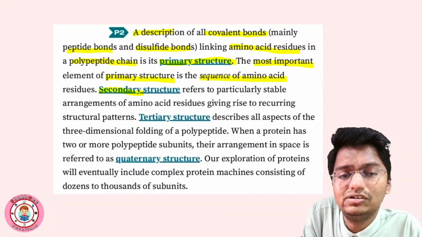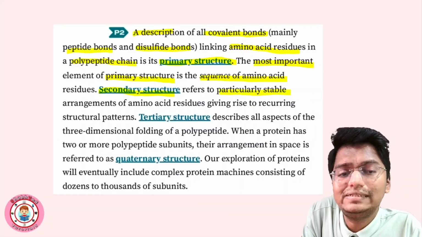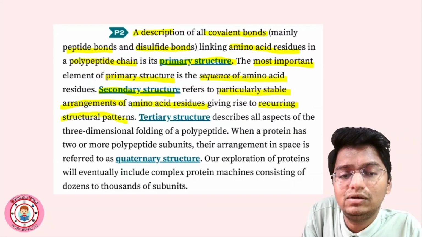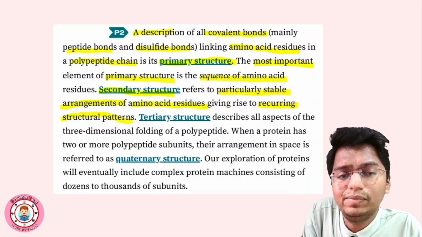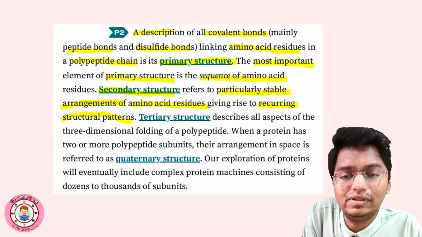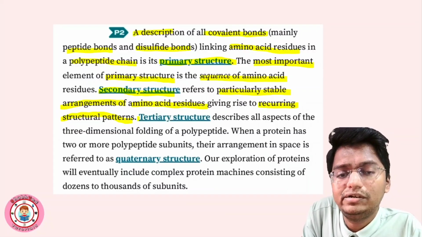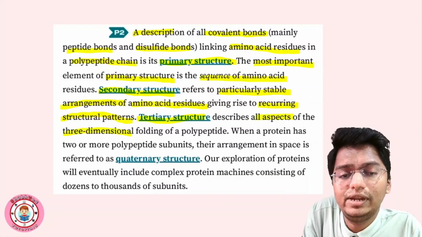Then secondary structure refers to particularly stable arrangements of amino acid residues giving rise to recurring structural patterns, right? In secondary structures we see arrangement, okay, stable arrangement, and that gives rise to a specific pattern. Tertiary structure describes all aspects of the three-dimensional folding. See, folding in 3D space, right, of a polypeptide.